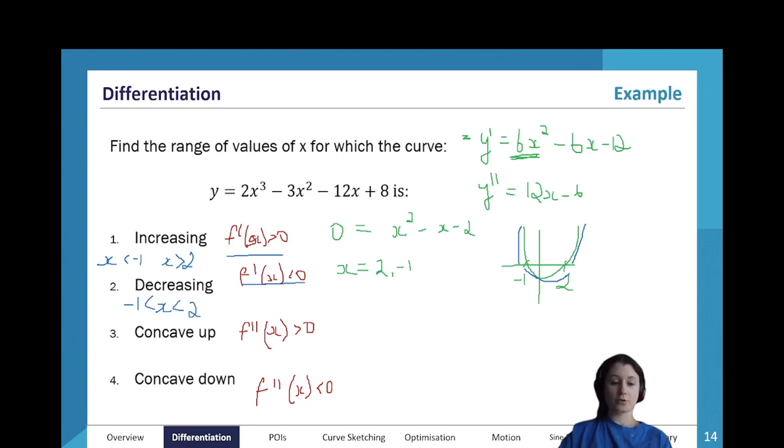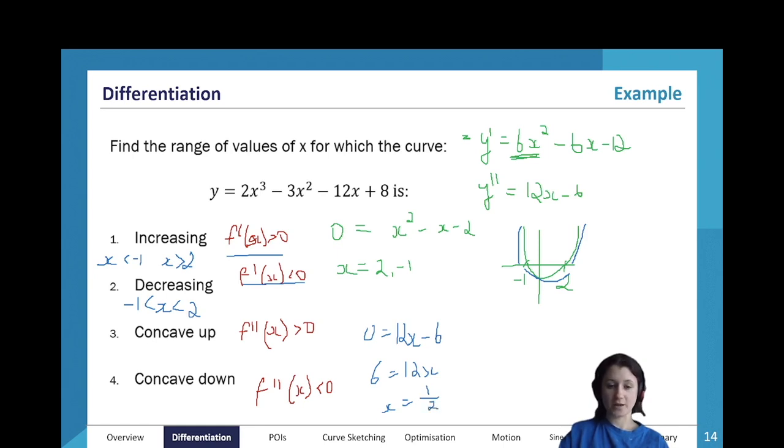Now let's move on to parts 3 and 4 of the question. So now we want to find when the curve is concave up and concave down. And again, instead of using inequalities like I might otherwise do, let's just use an equal sign. We're going to let 0 equal 12x minus 6. So obviously we're going to get 6 equals 12x, and then x is equal to 6 divided by 12, which is a half.